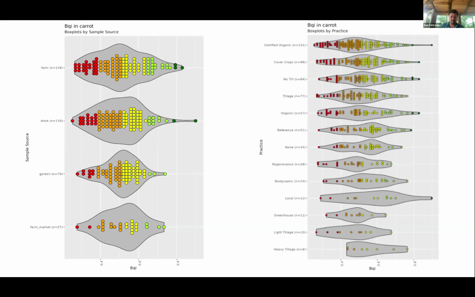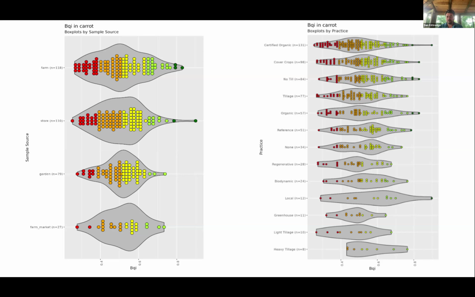Garden is the next one, and then farmer's market is the last one there. So we're not seeing that because you have a garden or because you're a farmer or because you buy at a farmer's market, necessarily the ambient level of nutrients in the crops you're purchasing is higher. What we found was most things are relatively low in relationship to what they could be. On the right, certified organic on top. A lot of reds, even more oranges, just a couple dark greens. People who use cover crops there as the next one. Looks a little bit better on average than certified organic, actually.